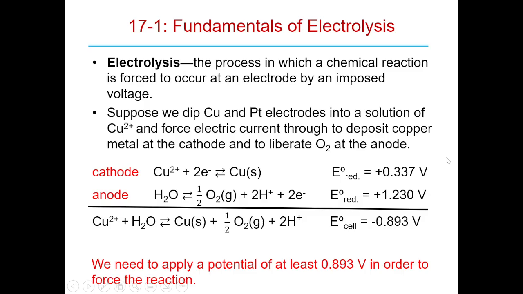So let's take an example. Suppose we dip copper and platinum electrodes into a solution with copper 2+, force the electrical current through to deposit copper metal at the cathode, and to liberate O2 at the anode. So here we have our two half reactions, cathode and anode. And there's our complete reaction with our total E naught for the cell. And we're comfortable with that so far, right? Okay. So what does this mean?